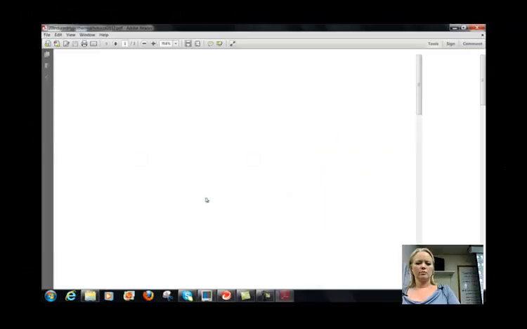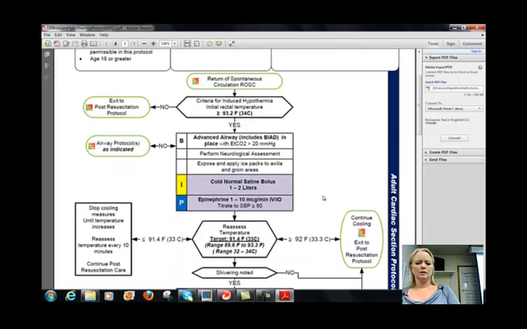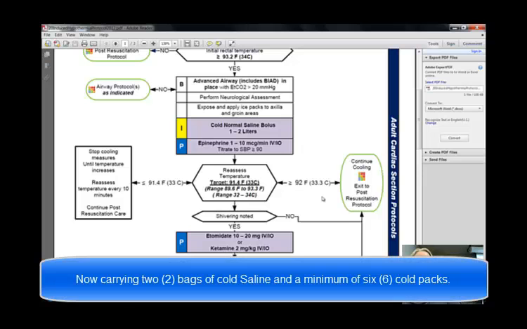All right, this is a new one. So induced hypothermia, and what we're going to do is we're going to have two bags of cold saline on the truck, and you'll also have ice packs.